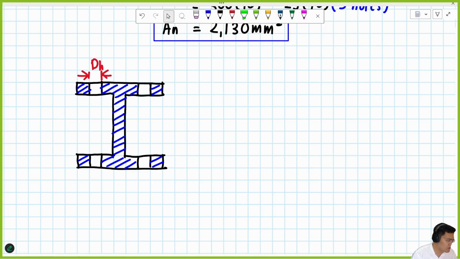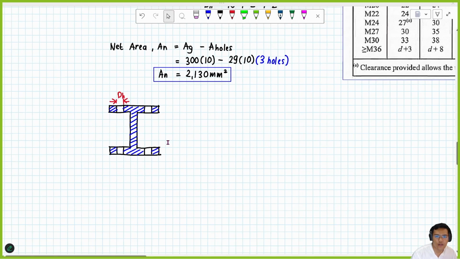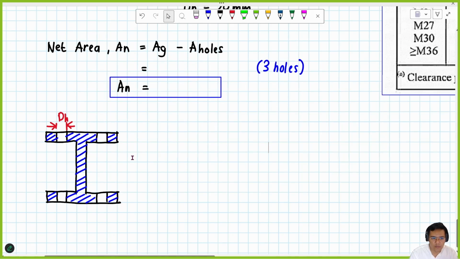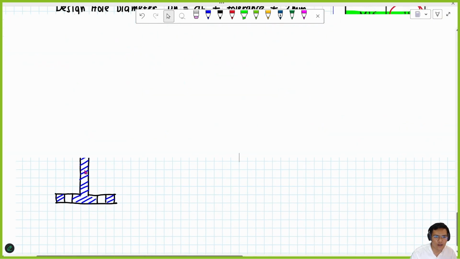Design diameter of hole. Okay? So, let's calculate now our area gross. Okay? This is straightforward. In a way, you just need to refer here. Okay? The area gross of our given section that we used.